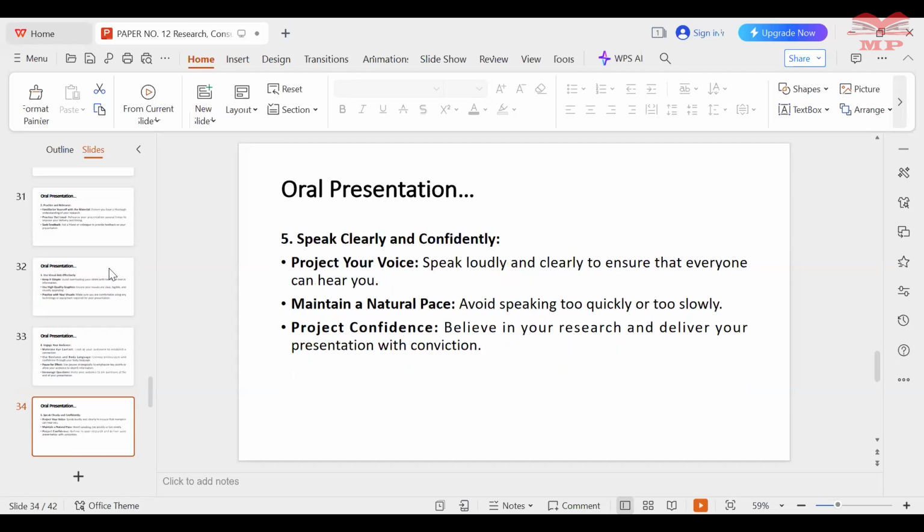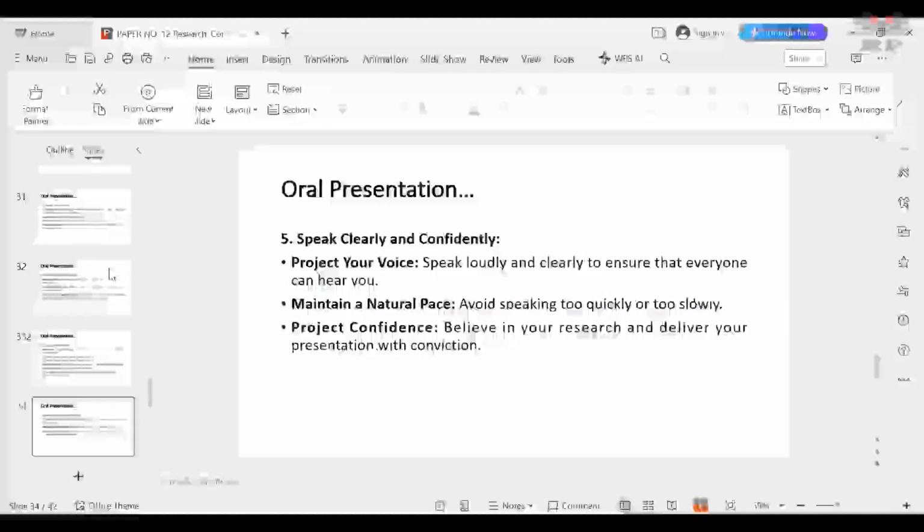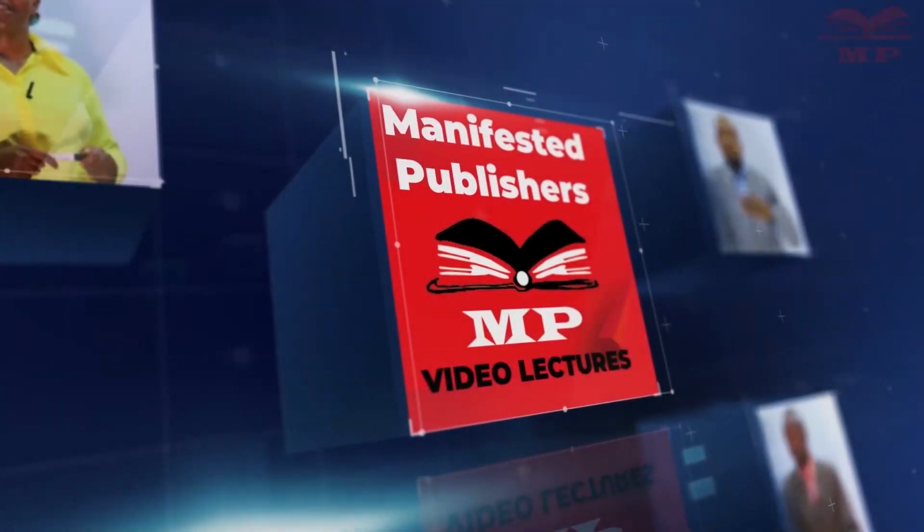And number five, speaking clearly and confidently, where the oral presenter is expected to project their voice, maintain a natural pace in terms of the presentation, and project confidence and conviction in the research presentations that are being presented.